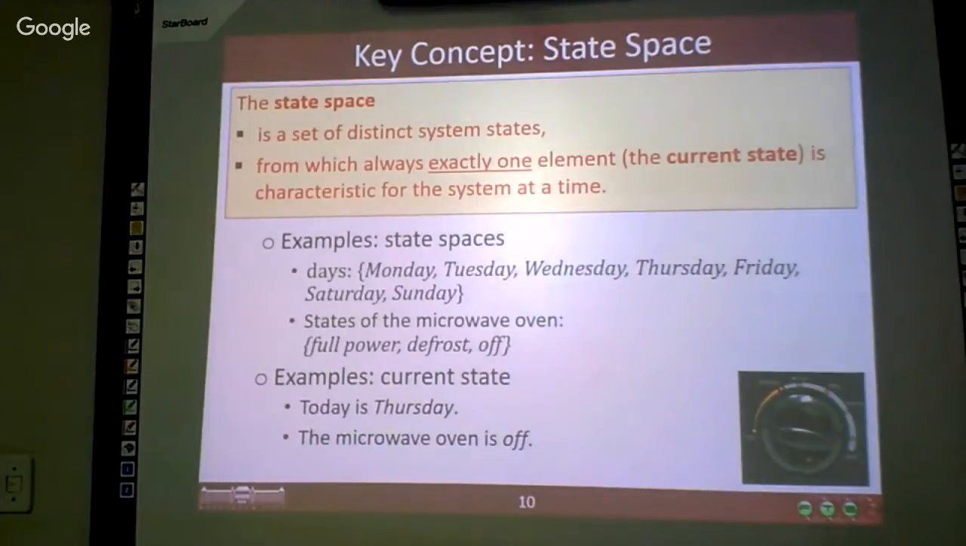Just to show you some examples, the days of the week: Monday, Tuesday, Wednesday, Thursday, Friday, Saturday, Sunday, is a state space. Or I will use the microwave oven example. The states of the microwave oven are full power, defrost, or off. This is the state space of the microwave oven. And an example for the current state is that today is Thursday. Well, that's not true, but that is just an example. Or the microwave oven is off.